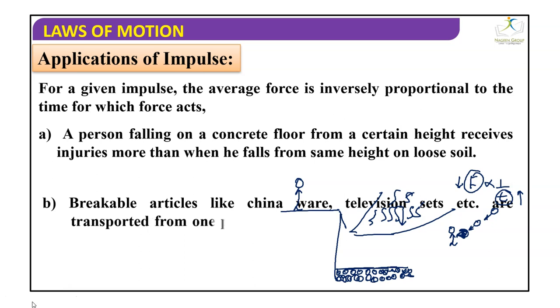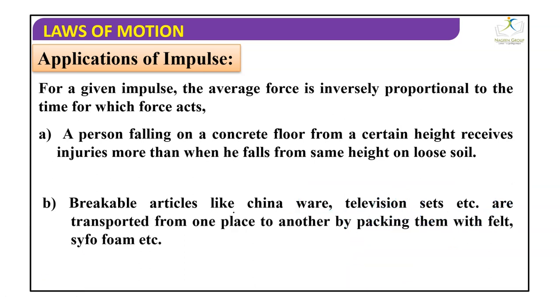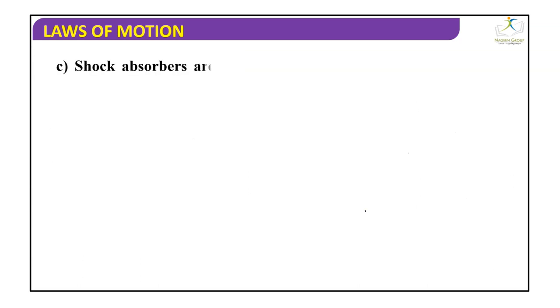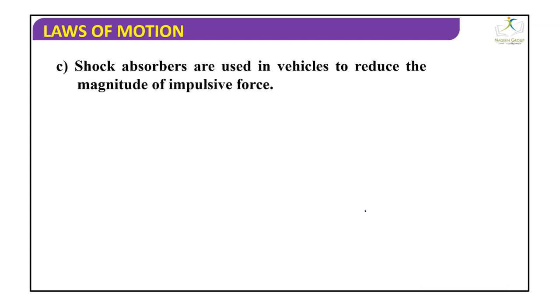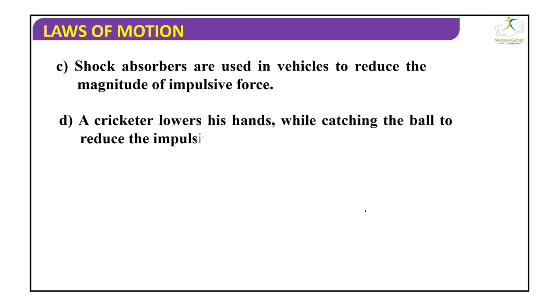Breakable articles like China ware, television sets, etc. are transported from one place to another by packaging them with felt or styrofoam. Again, because of the foam, the object takes maximum time to stop, so the force will be less and damage will be less. Shock absorbers are used in vehicles to reduce the magnitude of impulsive force. A cricketer lowers his hand while catching the ball, as I told you in the previous example, to reduce the impulsive force.